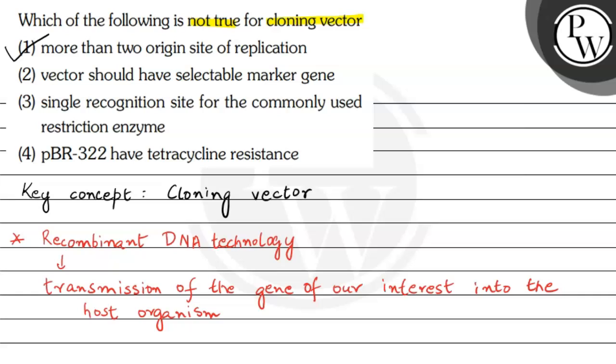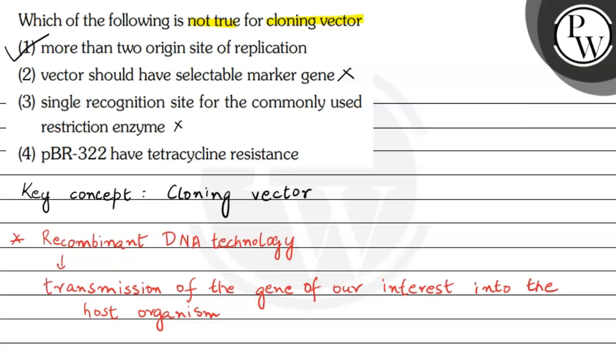Now if we see the other options, the vector should have a selectable marker gene. We saw that this is an essential feature in every vector. So this is a correct statement, therefore this is the wrong option. Now the third one is single recognition site for the commonly used restriction enzyme. Again, this statement is correct and therefore it is the incorrect option because it is a true statement for cloning vector, because every cloning vector should have at least one recognition site or the cloning site.